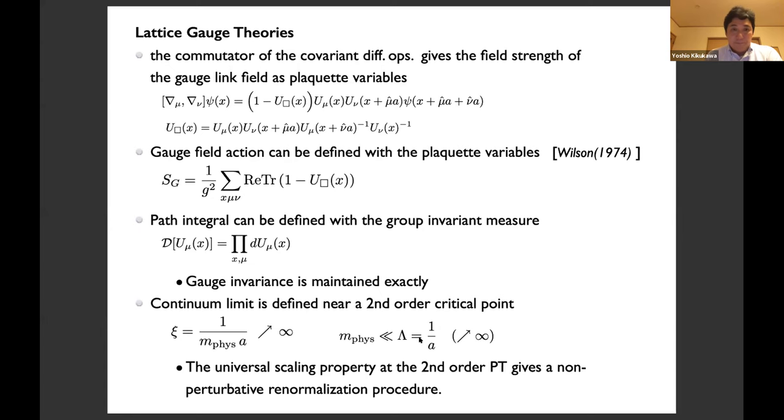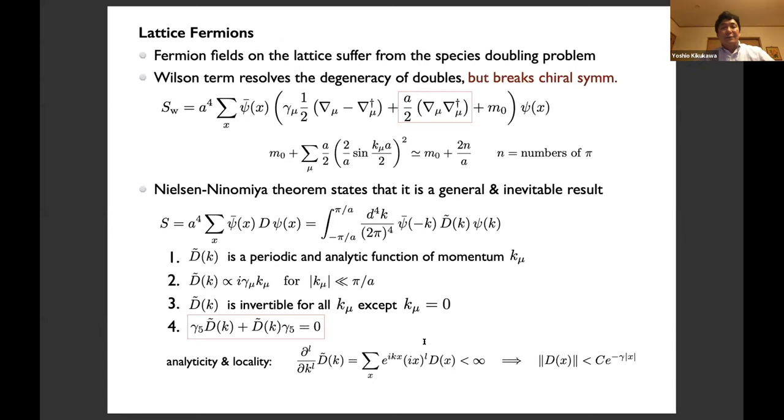Now let me discuss lattice fermions. Fermion fields on the lattice suffer from the species doubling problem, as you know well. The Wilson term, which is defined by this second order difference operator, removes the degeneracy of the doublers, but it breaks chiral symmetry. Because of this term, the mass term, including the bare mass, depends on the momenta, and it gives rise to a different mass for the species doublers. But since it has the same structure as the mass term, it must break the chiral symmetry.